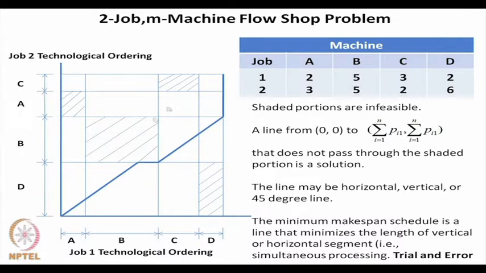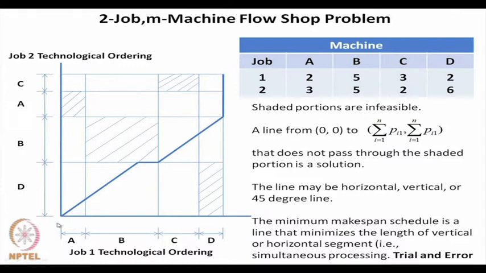Now, the minimum time of travel would be the diagonal line, but if you draw the diagonal, it will pass through certain shaded zones which are infeasible. So, we cannot pass through an infeasible or shaded zone. So, what should we do? We should go on the diagonal as much as possible, then travel in the horizontal manner or in the vertical manner, and that would be the shortest distance to go from this point to the diagonally opposite point.